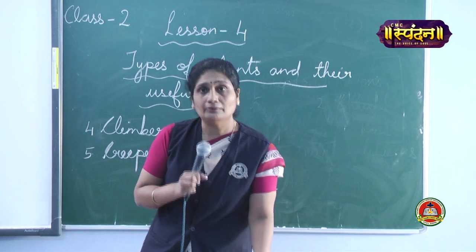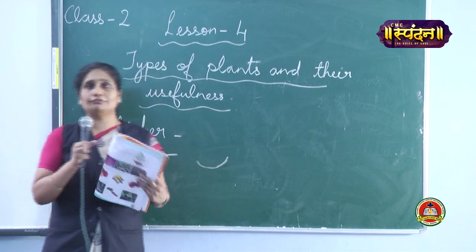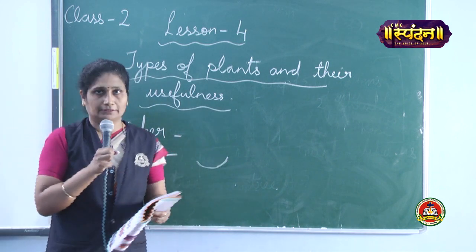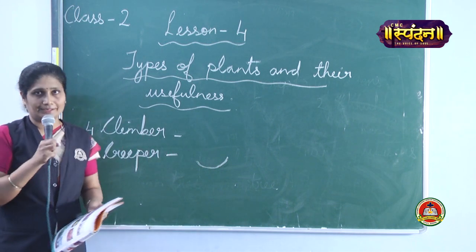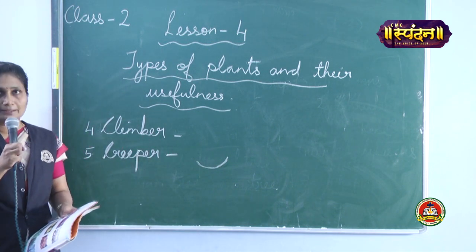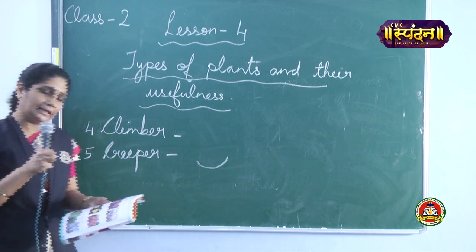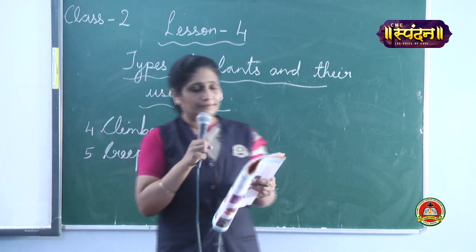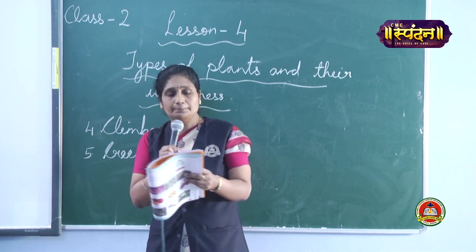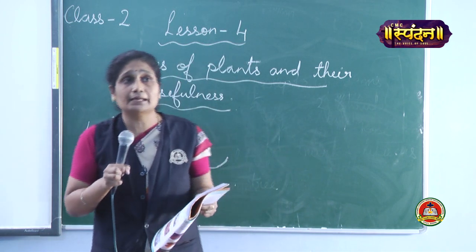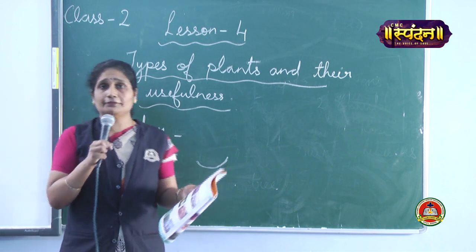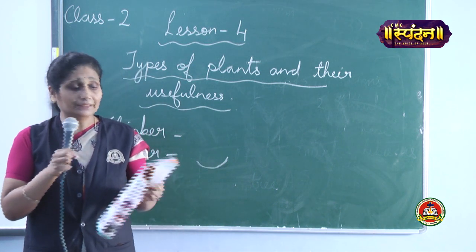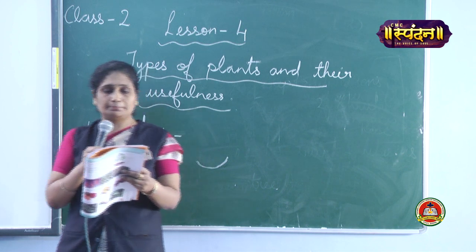Now we have learned the categories of trees, categories of plants. What are they? Trees, shrubs, herbs, climbers, and creepers. Now, we'll read about seasonal plants. Now, what are seasonal plants? They don't live for many years. They are only for seasons, particular seasons. We'll read about seasonal plants.